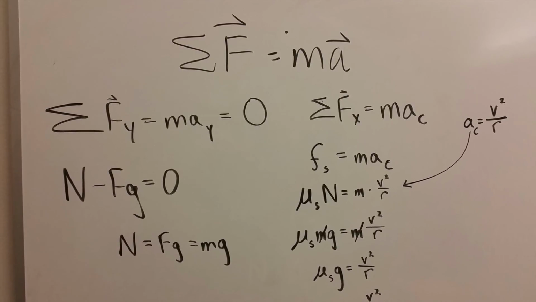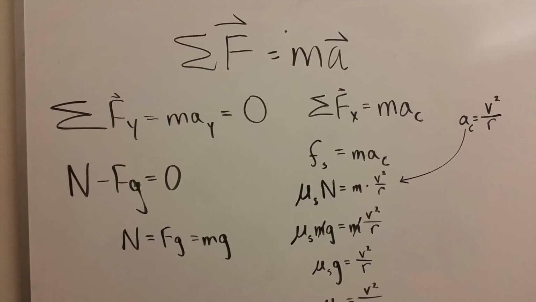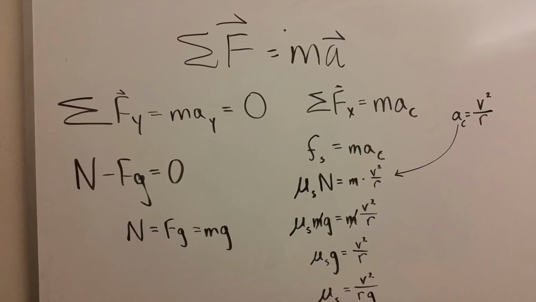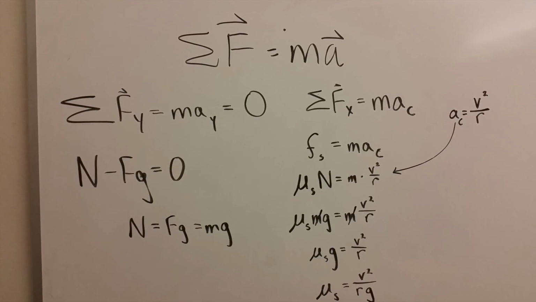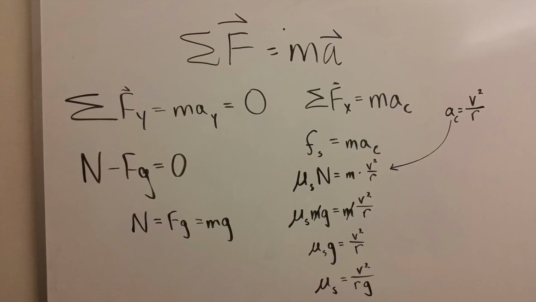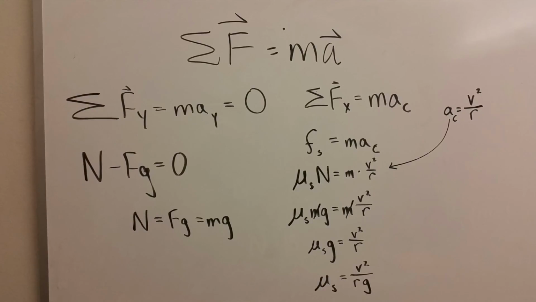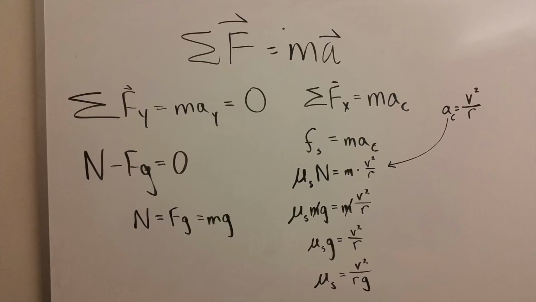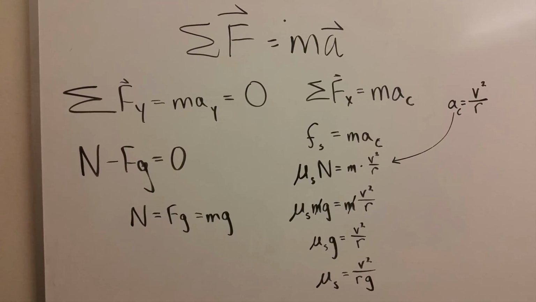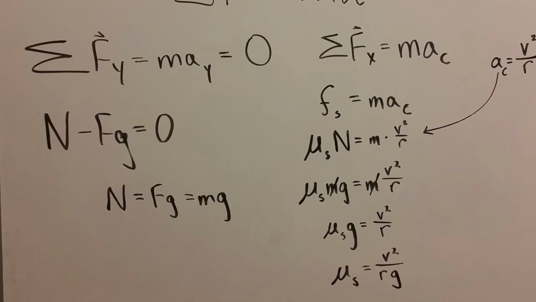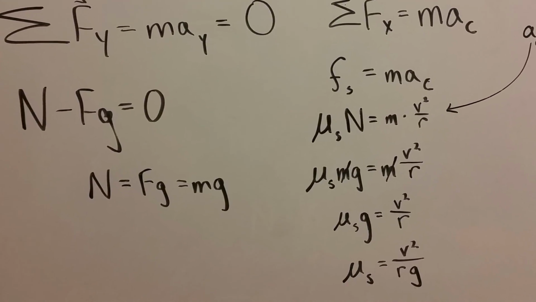Now if you'll look back over to the F sub y equations, you'll notice that N is equal to the force of gravity, which is also equal to mg. Bringing that back into the x portion of the force equation, you'll get mu s times mg is equal to m times v squared over r. Now immediately you can cancel out the masses. They really have no effect. So you're left with mu sub s g is equal to v squared over r. Solving for this coefficient of friction, we now have v squared over r times g.